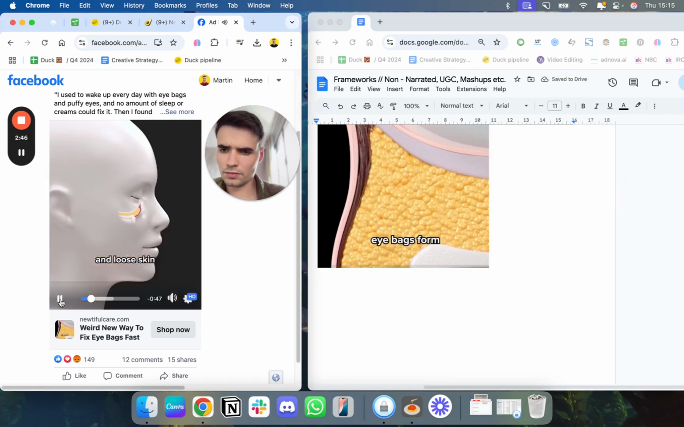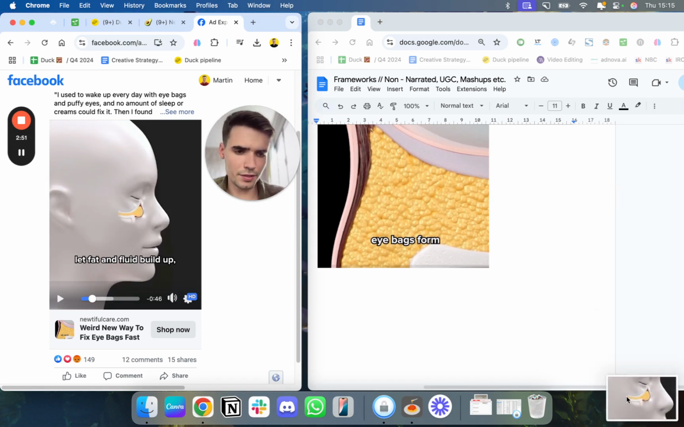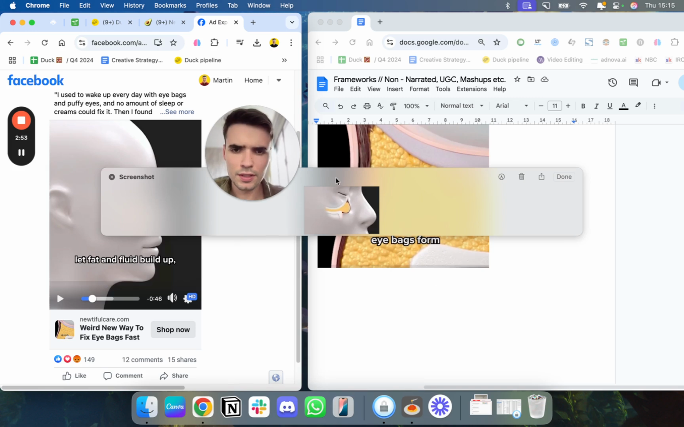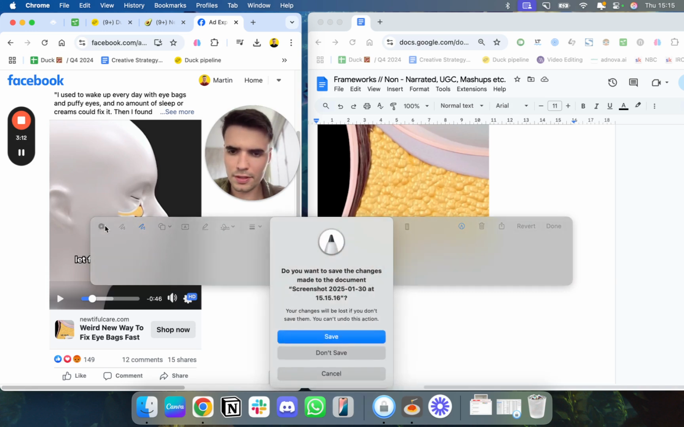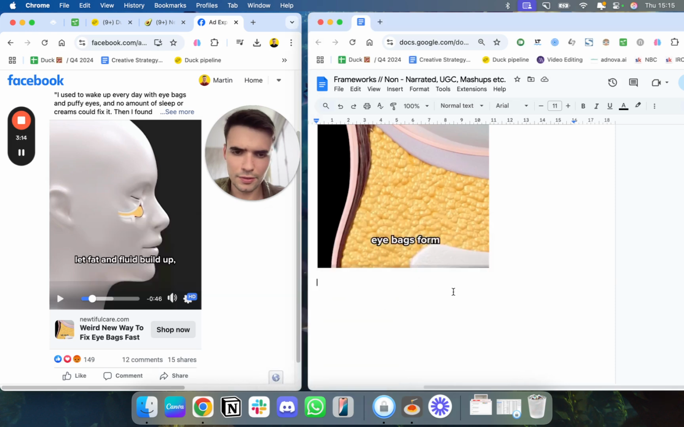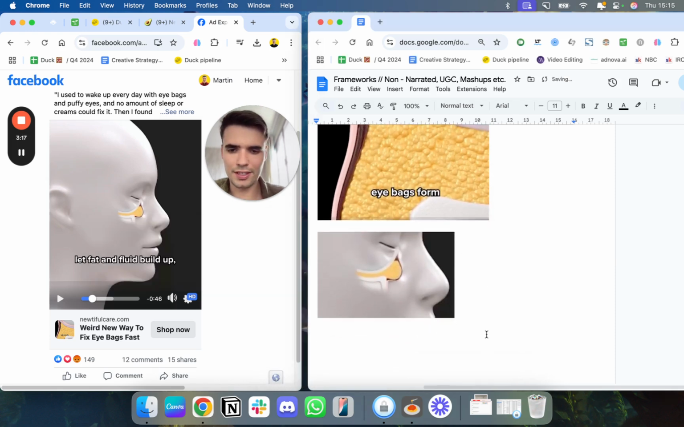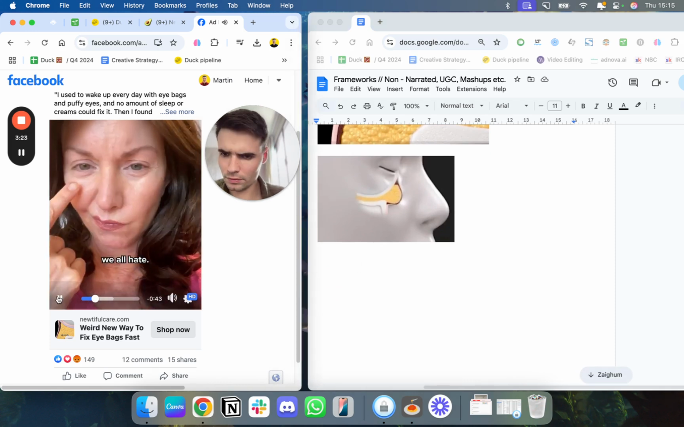Form when weak muscles and loose skin let fat. Right, so this one is moving out, right? So this is really good. So what I'm going to do, just to mark myself the learning, is I'm going to highlight this thing moving, right? Okay. And copy this, copy image, save. There we go. Okay. The arrow is missing.